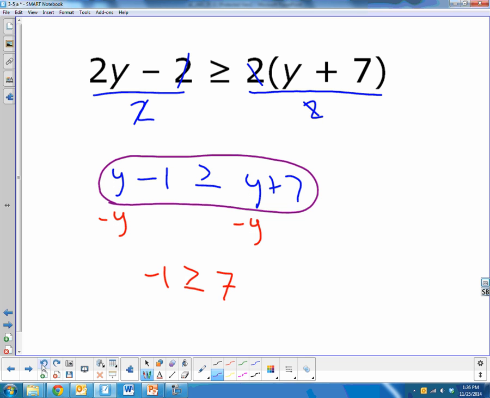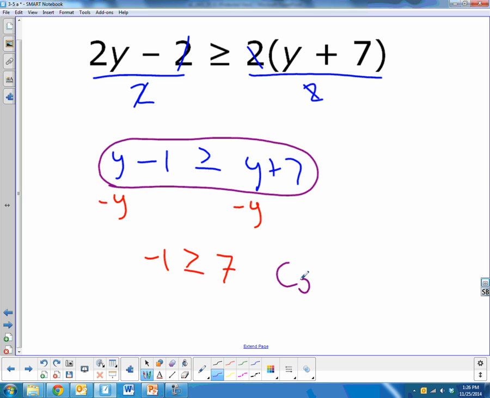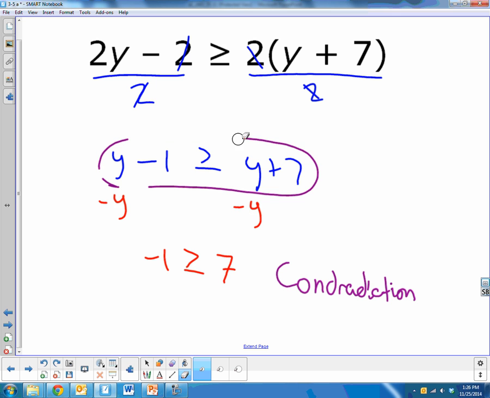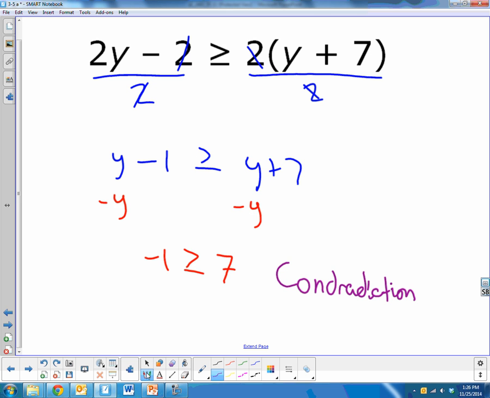And this is what we call a contradiction. We've used that word before. Contradiction means that it cannot happen. It's wrong. There's no way that that's correct. There's no way that that's true. Doesn't matter what y is, this will never, ever work. Since negative 1 is not greater than 7, since that solution is not true, it means that my original inequality will never, ever be true. So this is a contradiction.